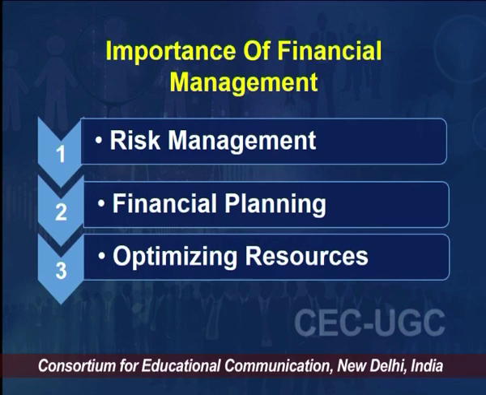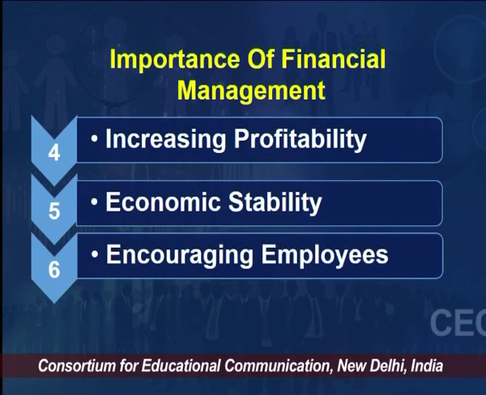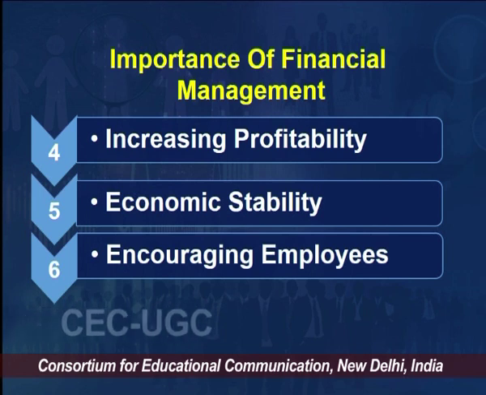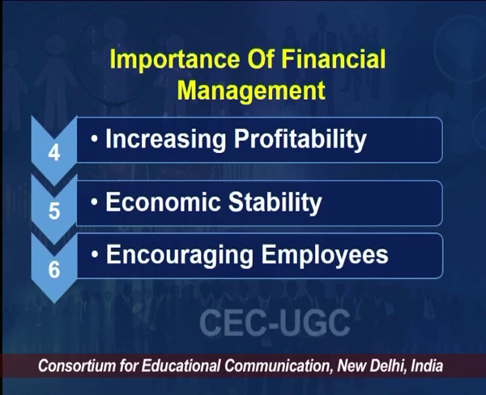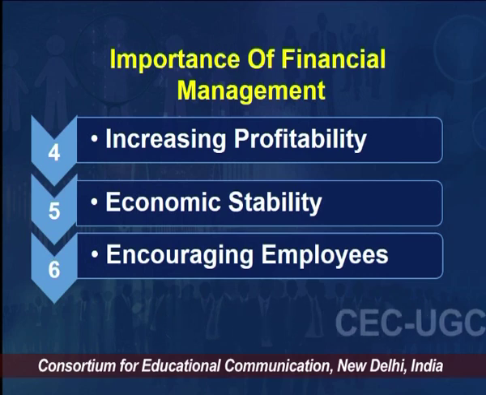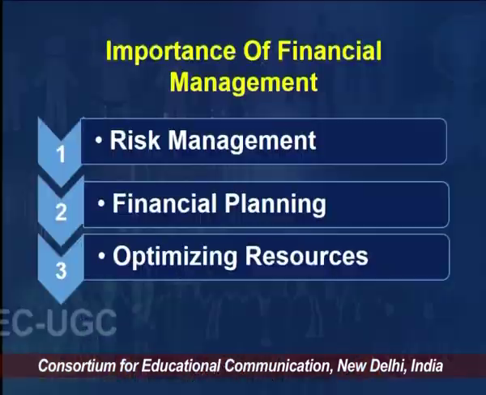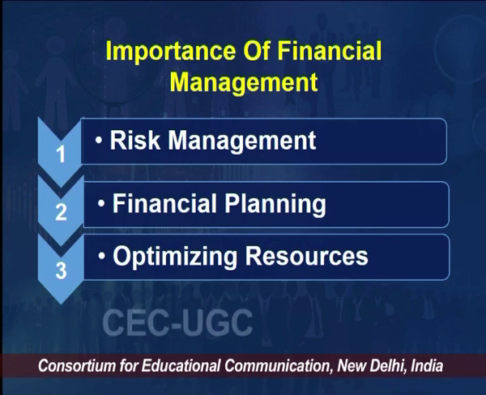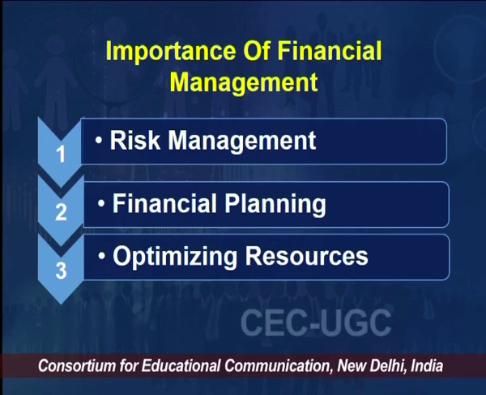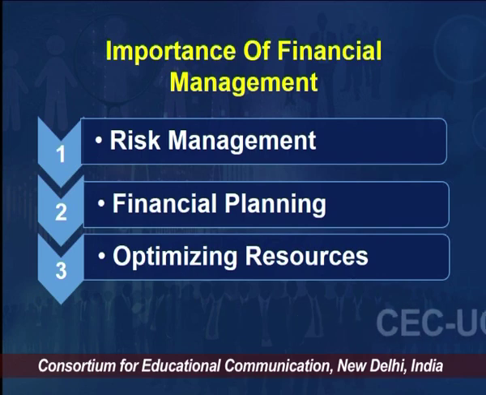Number 3, optimizing resources. Number 4, increasing profitability. Number 5, economic stability. Number 6, encouraging employees. So let me talk about these 6 points in detail. So first is risk management. So risk is deviation from what we expect.